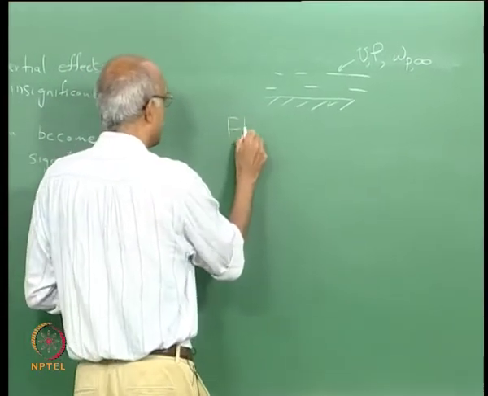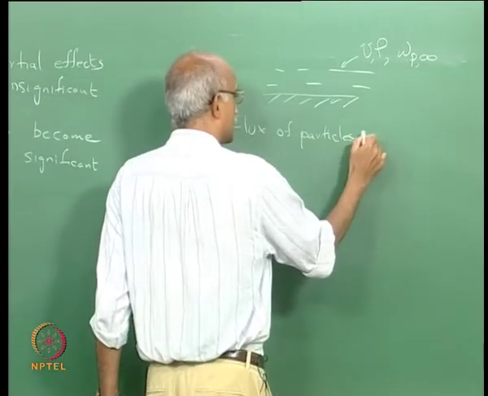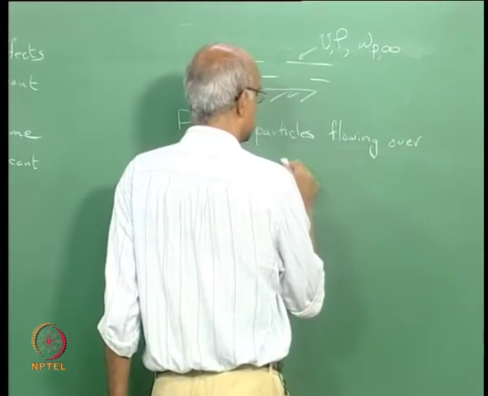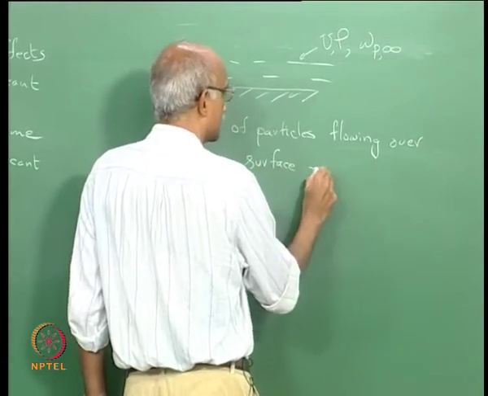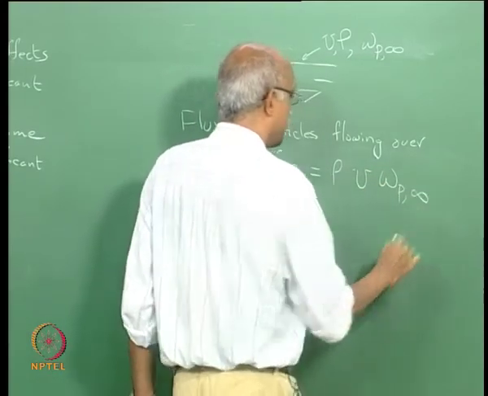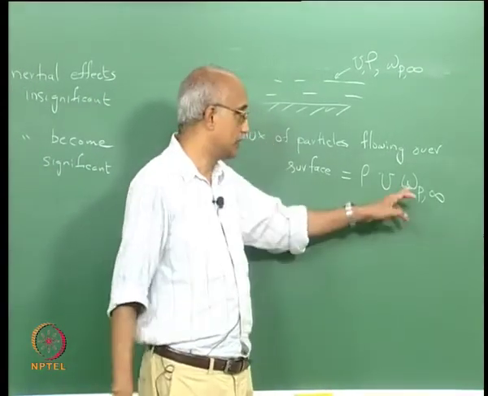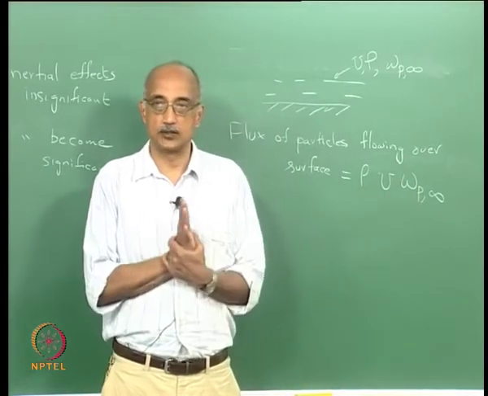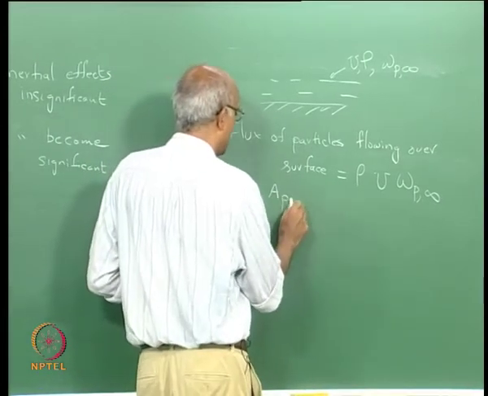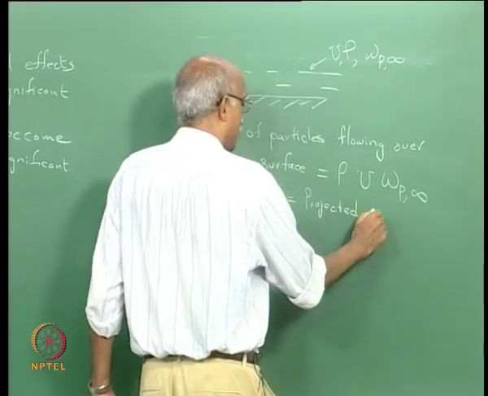So, flux of material or flux of particles flowing over the surface will be simply equal to rho times u times omega p infinity, right. Rho u stands for the total flux of the fluid over the surface, and when you multiply it by the mass fraction of particles, that gives you the flux of particles across the surface. Now, let us say that A projected is the projected area of the surface that is encountering the flow.